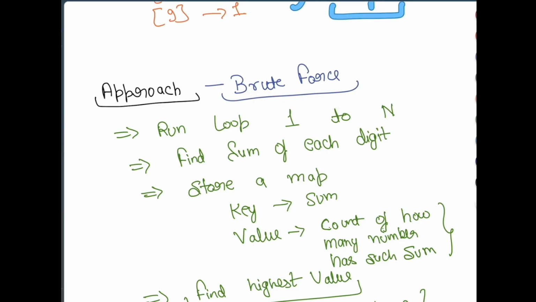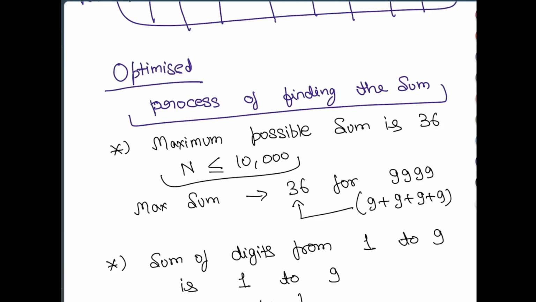We can actually optimize the process to get the sum, and let me show you how. The process of finding the sum in an optimized way. Now the thing is, the maximum possible sum is 36 in this case, and that's because the value of n given in the question itself will not be more than 10,000. So the maximum possible sum is 36, and that is for 9999. Within this range, you will not find any other number with a sum of digits more than 36. This is the highest sum, 9 plus 9 plus 9 plus 9, right?